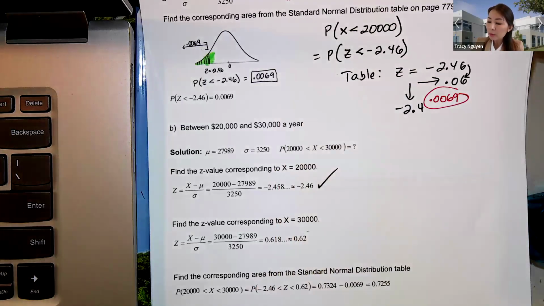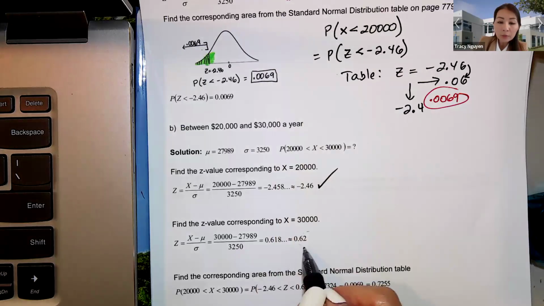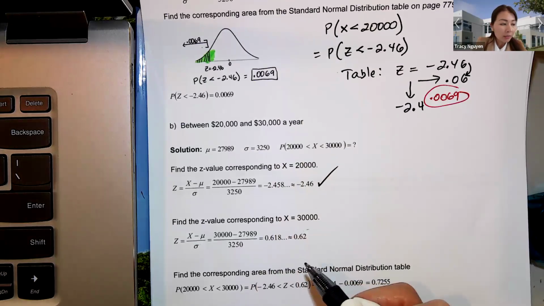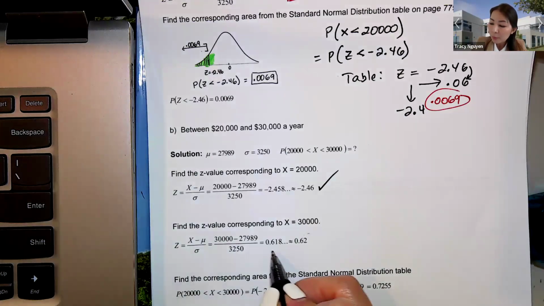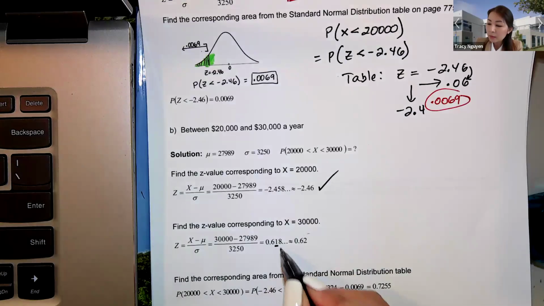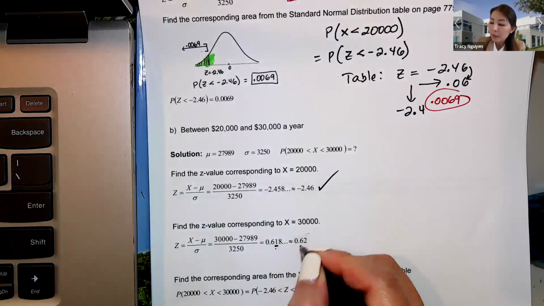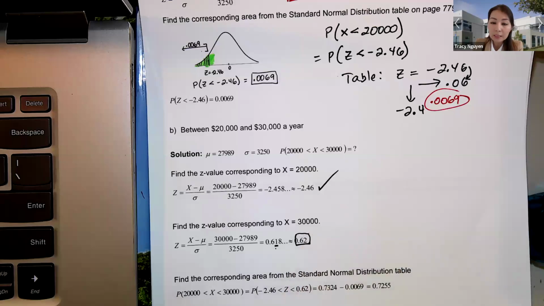But we're going to round Z to 2 decimal places. Why are we rounding it to 2 decimal places? Because in order for us to read it from our normal distribution table, Z has to be in terms of 2 decimal places. So 0.618, we underline the second digit, which is a 1. We look at the digit to the right, it's 5 or more, so we increase the 1 digit to 2. So we now have 0.62.